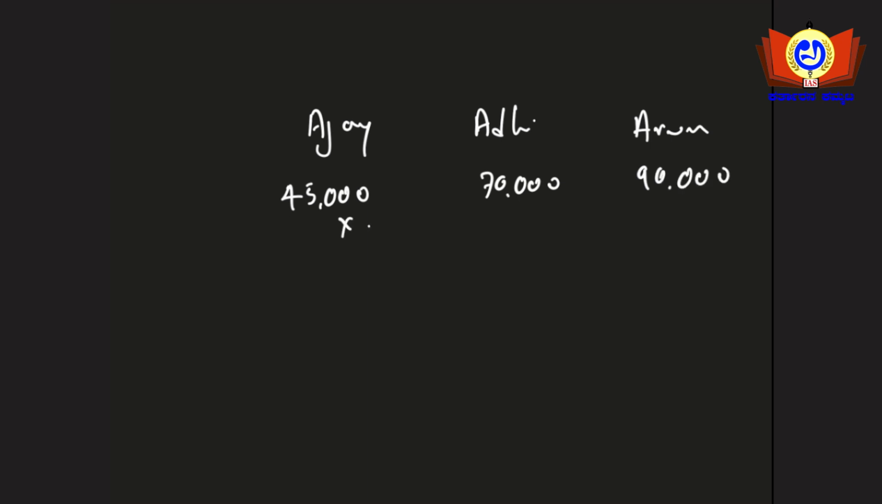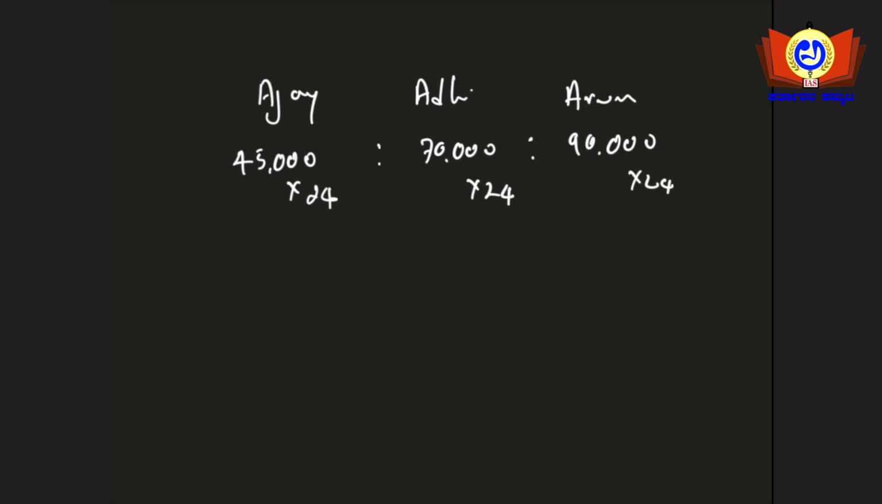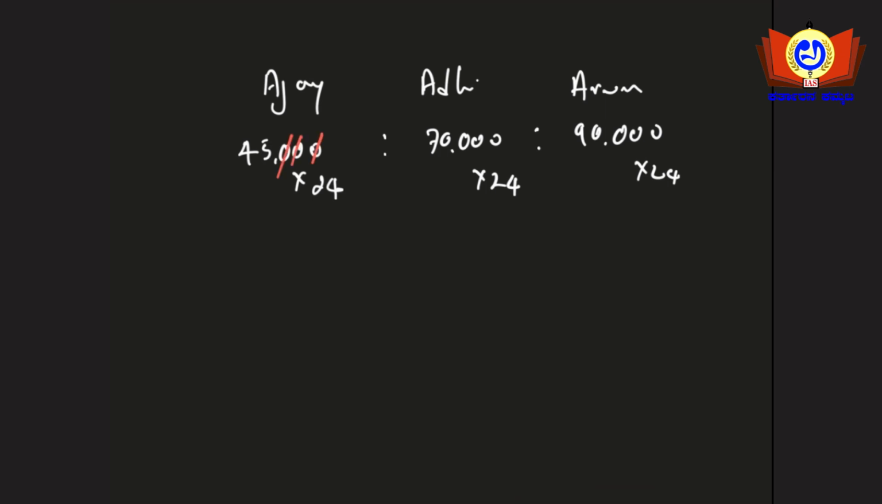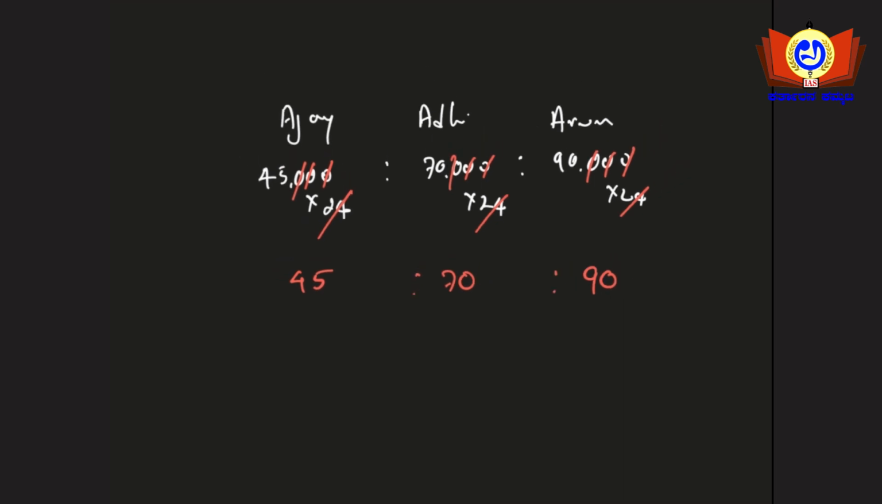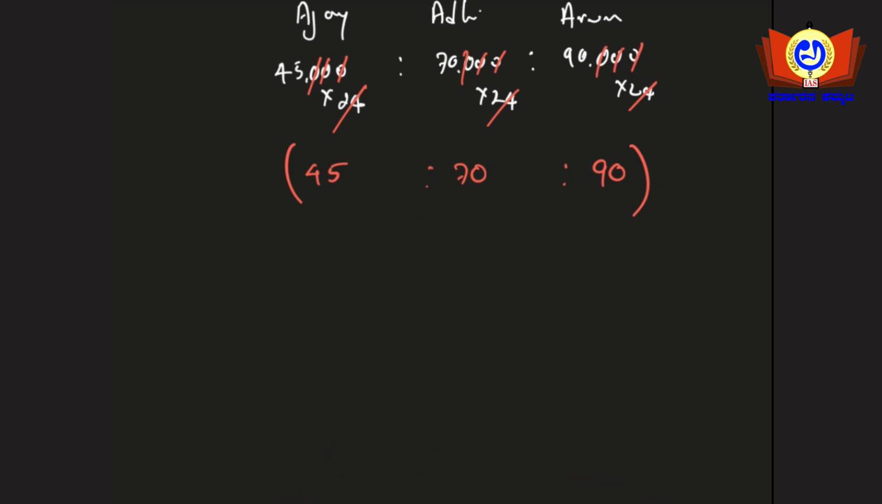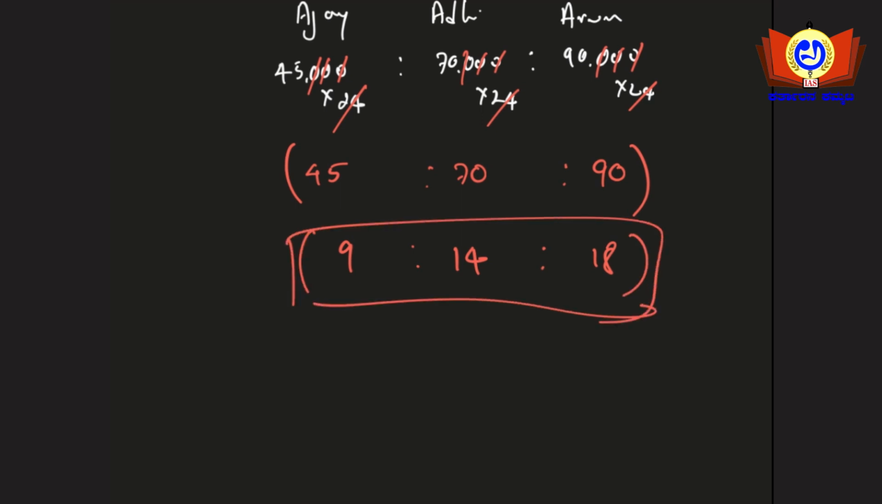Given data is Ajay, Adi, Arun, 3 persons are in the business. So 45,000, 70,000 and 90,000. They are investing for 24 months, into 24, into 24. This will be the ratio here. Three zeros will be cancelled here, and 24 goes and 24 also goes here. So what is remaining here is 45:70:90. Upon simplifying again, I'll be getting 9:14:18. This is the ratio of their capital.